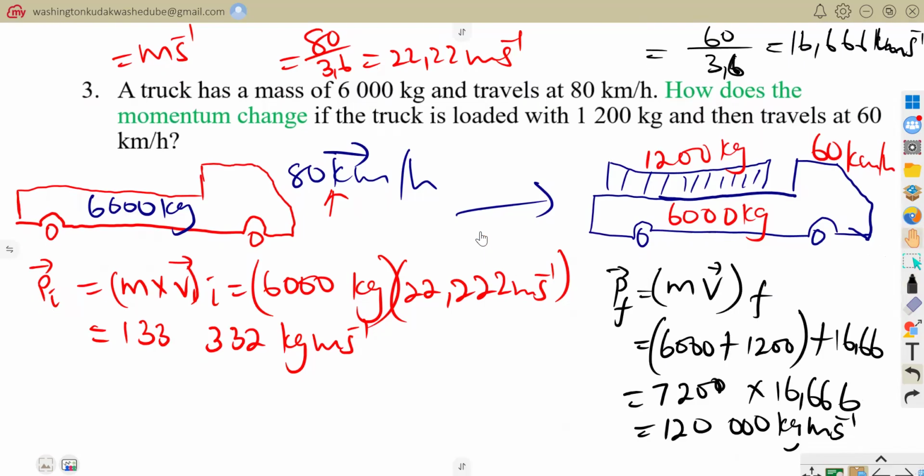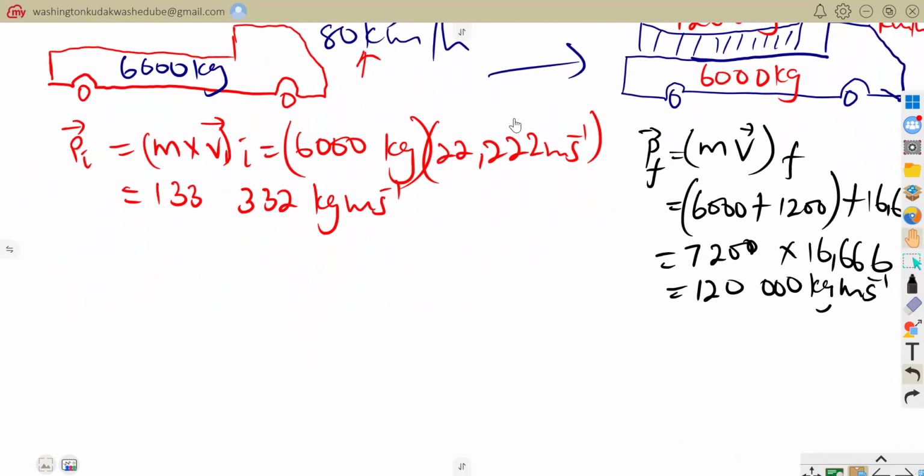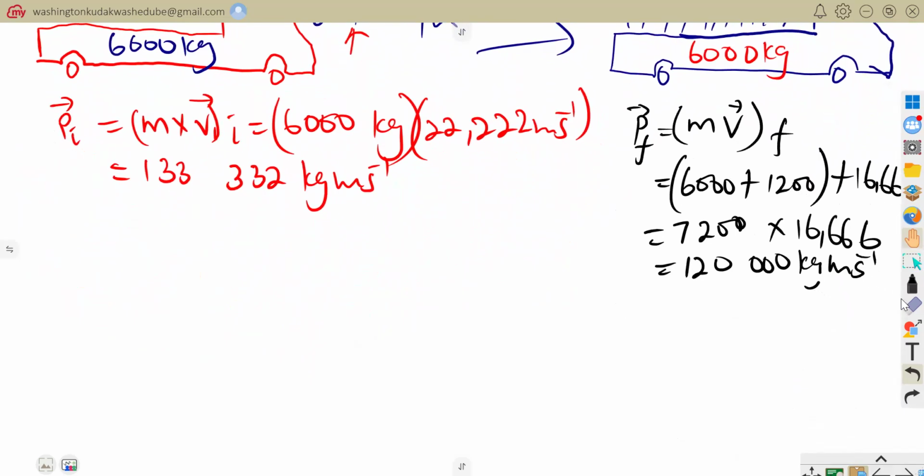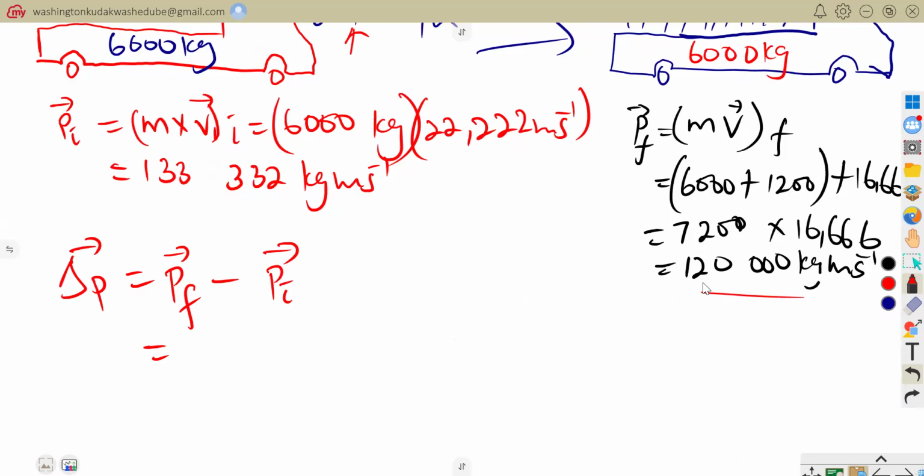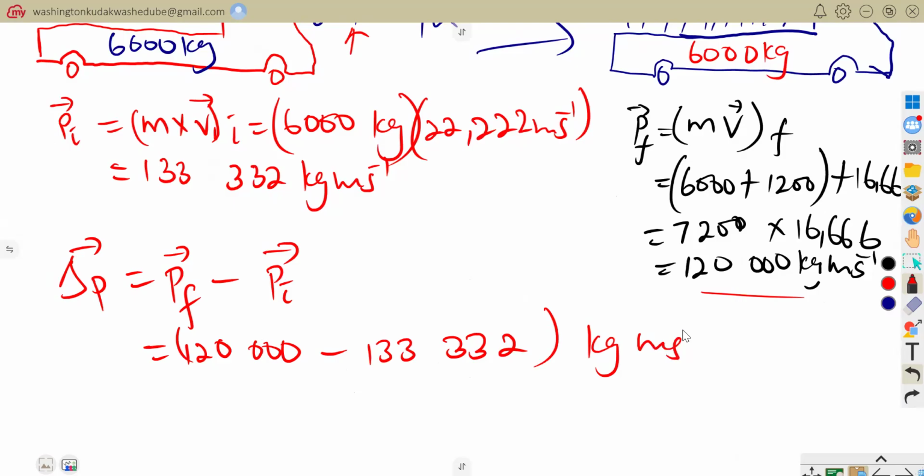Now, what am I looking for? I'm looking for the change in momentum. I'm looking to say how does my momentum change? Change in momentum would be equal to final momentum minus initial momentum. They are all in the same direction, so I'll take both of them to be positive. So this becomes the final momentum minus 133,332, in kg meters per second.